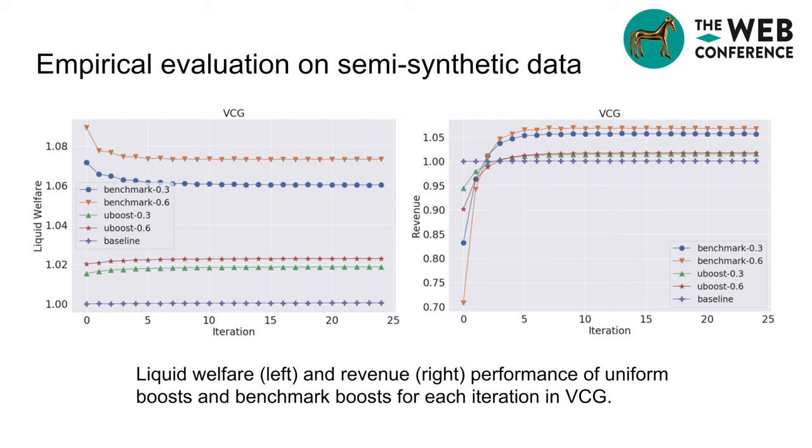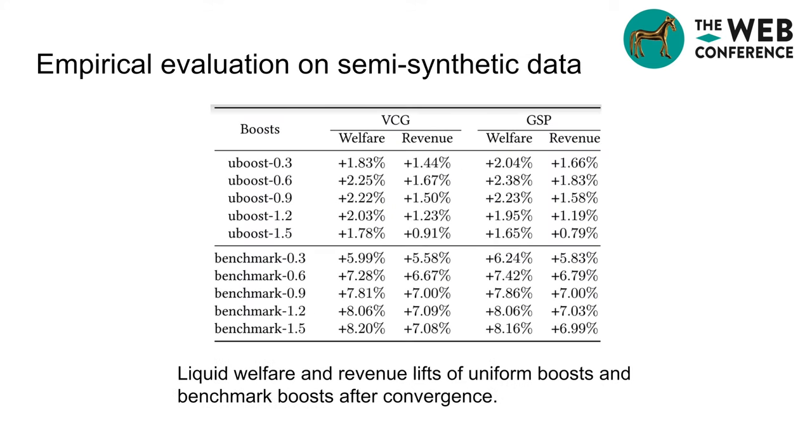And from the plot of revenue, we can see that the initial impacts on revenue are all negative for all candidates. That's because we are basically subtracting the boost from their final payments. Very quickly, after the bidders respond, the revenue goes up and finally converges to somewhere revenue positive in the end. And in this table, we show more numbers of lifts at the converged state for both VCG and GSP auctions. So basically, we can see a similar impact from GSP auctions compared with VCG auctions. And especially for the benchmark versions, we can see the improvement on welfare increasing as the weight increases. But the revenue is not always like that. For very large boosts, the revenue could actually go down a little bit.